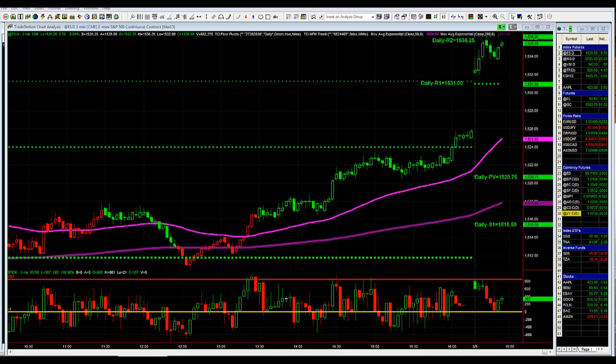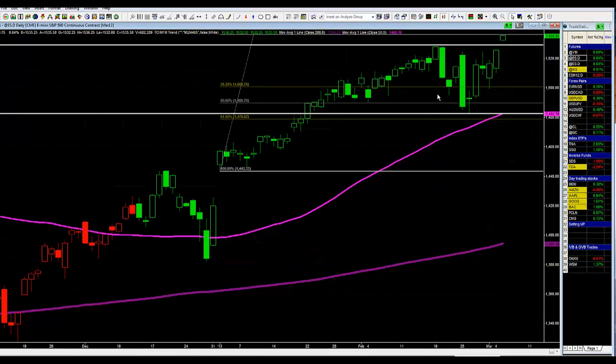Again, back to the daily chart. Very, very strong. 1528 3/4 should act as support if the market is able to come back down to that level today or even tomorrow. So it'll be interesting to see if the market's able to close above the 1528 3/4.